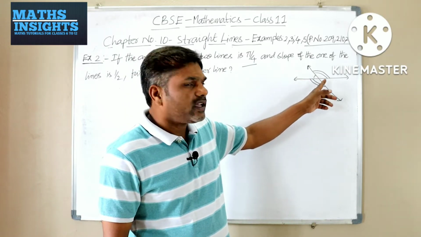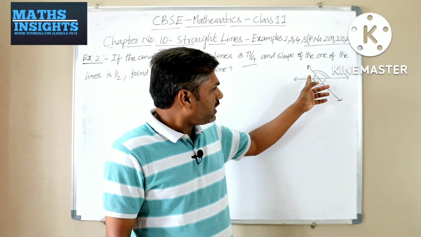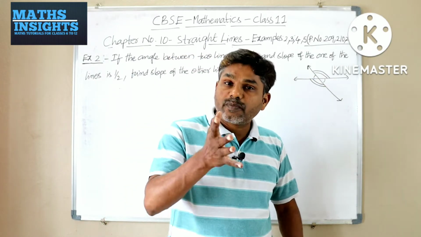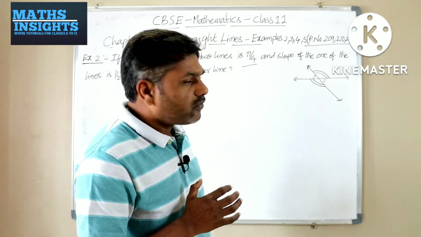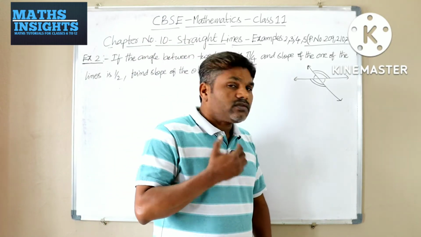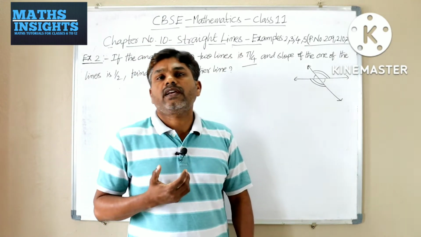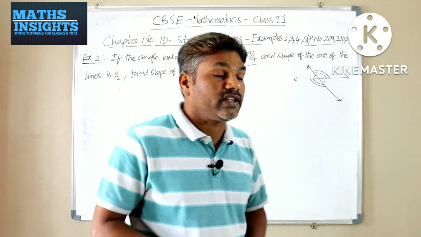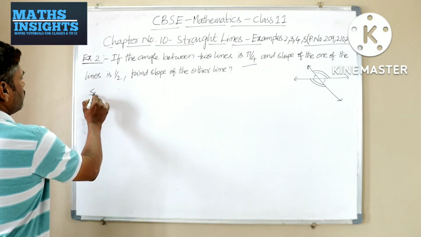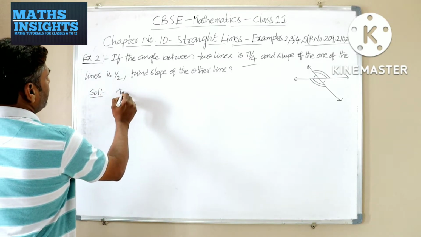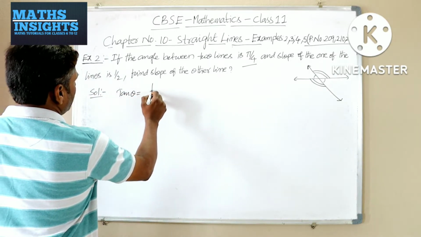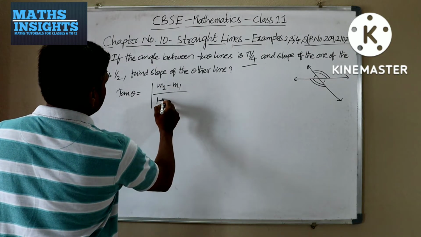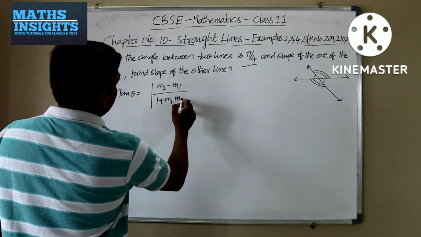You have to find either of them. If you find the acute angle first, then you have to subtract that acute angle from 180 degrees. Now, I have already given a video on how to find the acute angle between two lines. That is the solution: tan theta is equal to modulus of (m2 minus m1) by (1 plus m1 into m2).